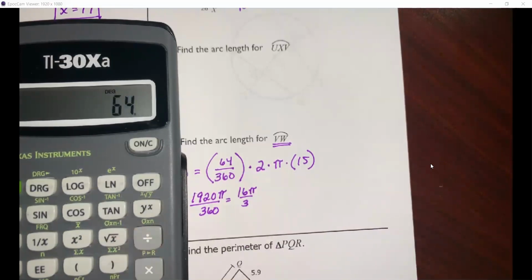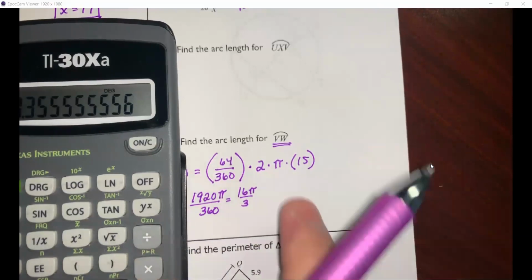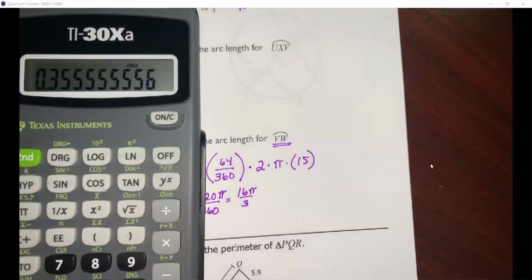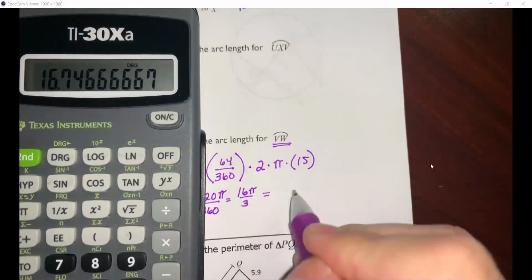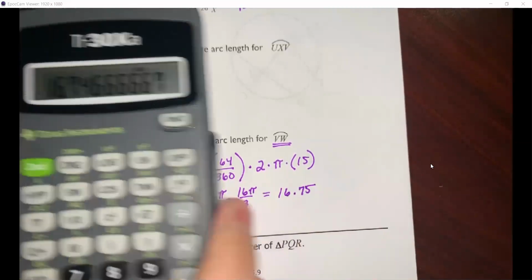Now, in my class, I'm okay if you just multiply this all out. So I get 64 divided by 360. You can multiply that by 2, multiply that by pi, either 3.14 or the pi button. I'll just multiply by 3.14, and then multiply that by 15. I'll give you 2 decimal places as the answer. So it'll be 16.75.